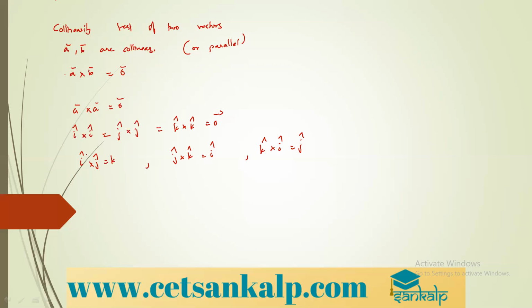But this order, if it is reversed, that is, if we have j cross i, it will be minus k. If we have k cross j, it will be minus i. If we have i cross k, it will be minus j.